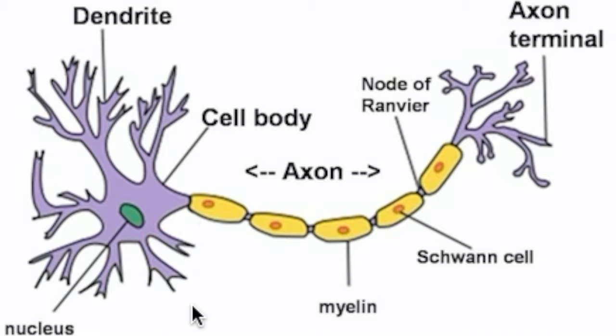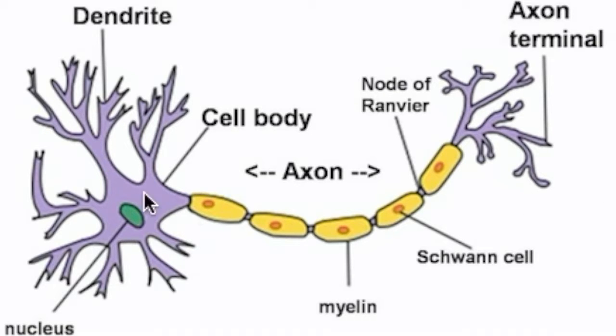It's important to note that those signals are always going to start on the side of the cell body and then move down the axon to the other side. It's never going to start on the axon terminal and come towards the dendrites. The dendrites receive that information, create the new signal, and then pass it along.